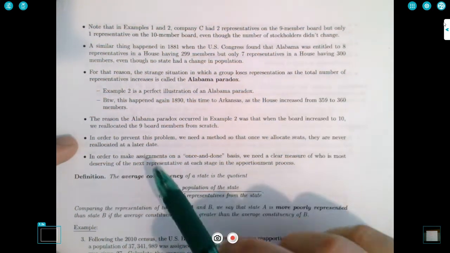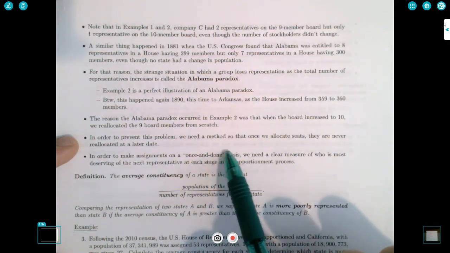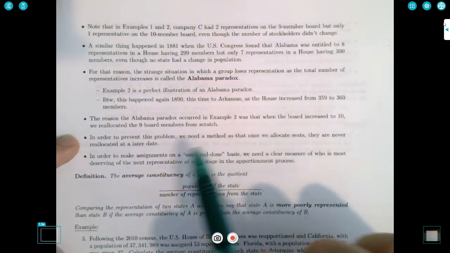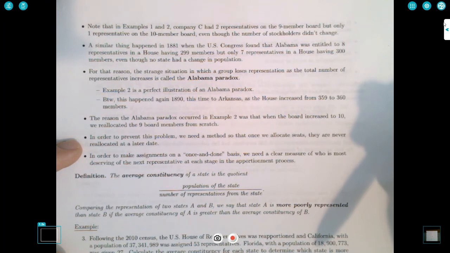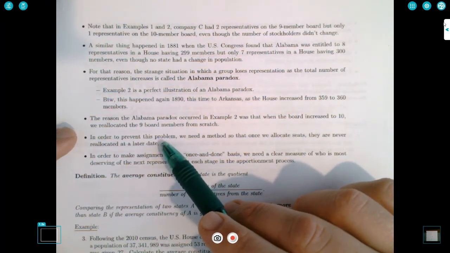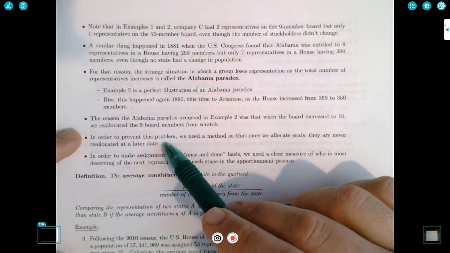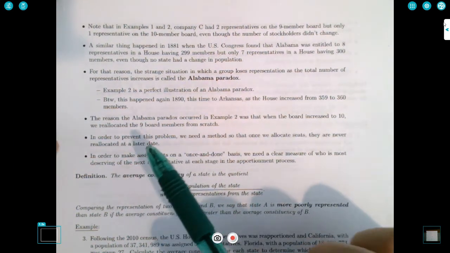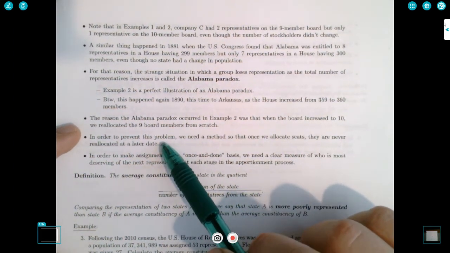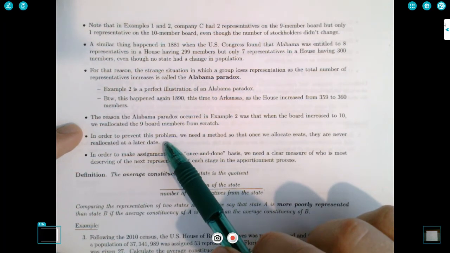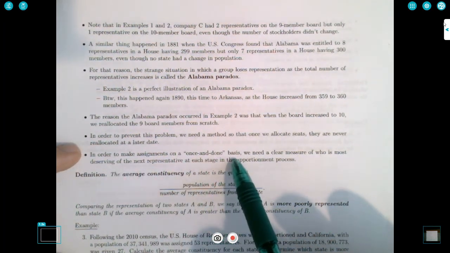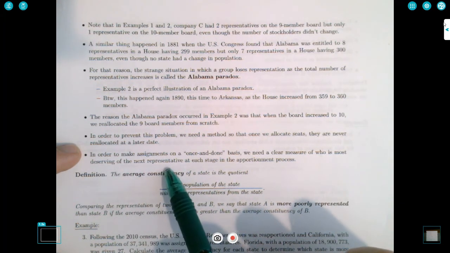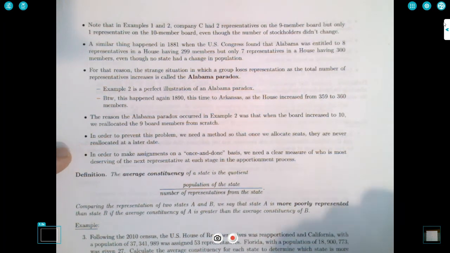So in order to prevent this problem, we need a method so that once we allocate seats, they are never reallocated at a later date. Okay? This is not something that we're going to develop in this lecture, but we will develop it in a future lecture. However, we need to lay some groundwork, and that's what we'll be doing in the rest of this lecture. So in order to make assignments on a once-and-done basis, we need a clear measure of who is most deserving of the next representative at each stage in the apportionment process.